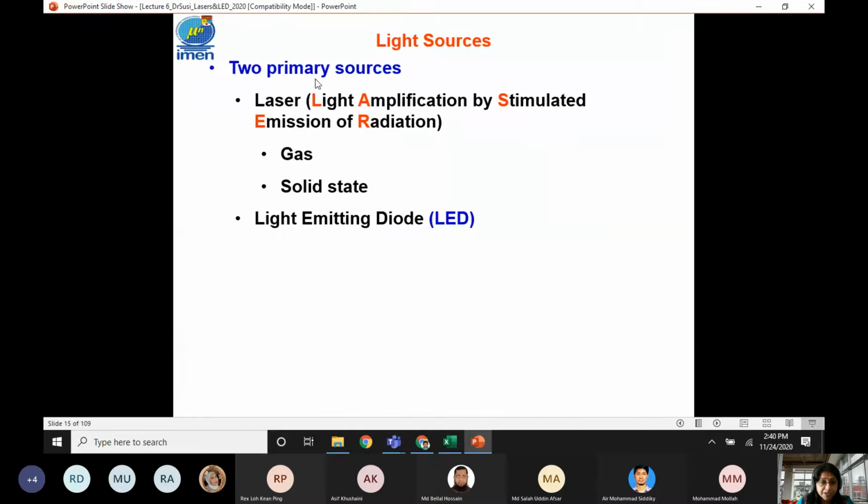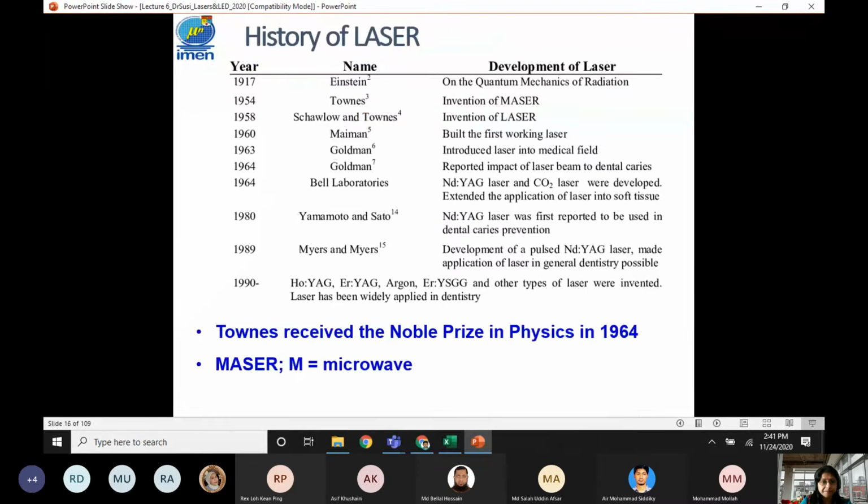Okay, so there are two primary sources of light. One is laser, and laser is the short form for light amplification by stimulated emission of radiation. And there can be two types of laser, two or more. So there are gas lasers and solid state, also many other types. And also the light emitting diode, which is the short form for LED. Okay, so we'll cover both of these in this lecture today.